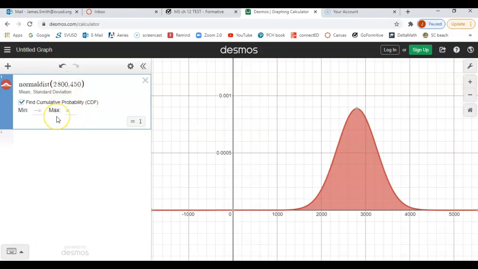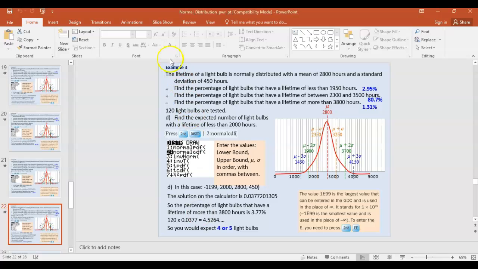The main thing that we're doing with lesson 2 here is trying to come up with a percent or a probability of this distribution function. The little CDF right here is the cumulative distribution function. So we're looking for a percent or probability. As far as the min and max go, that will be guided by the question. So look at part A.